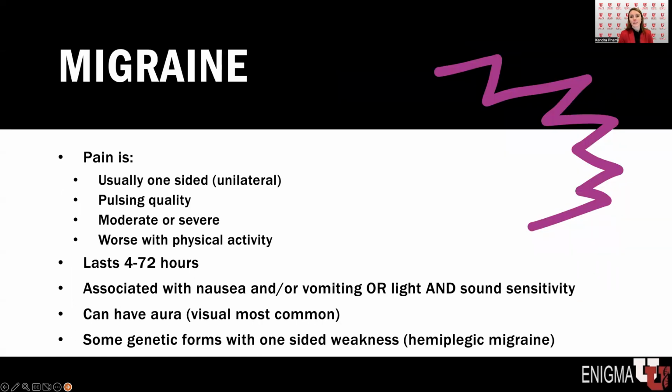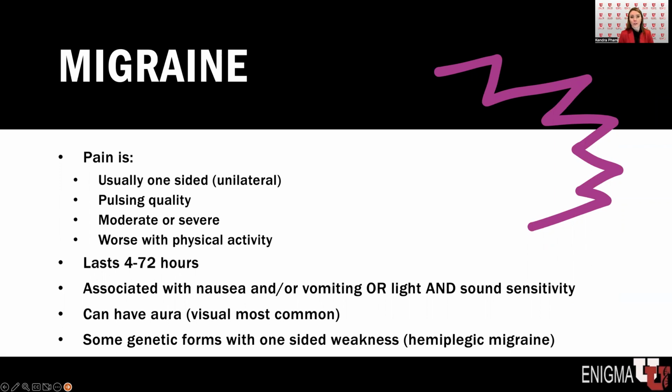Migraine, we typically think of as pain that is one-sided, or what we call unilateral. It is pulsing in quality, it's moderate to severe in intensity, and worse with physical activity. These headaches tend to last between 4 and 72 hours. In children, they can be shorter, around 2 hours. They're associated with nausea and or vomiting, or they can have light and sound sensitivity.